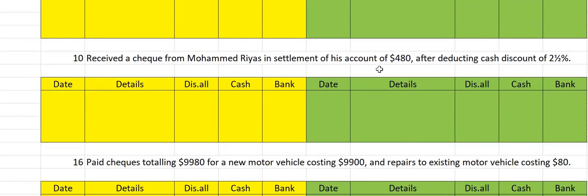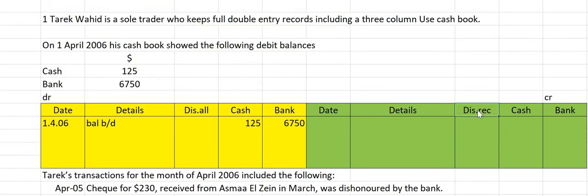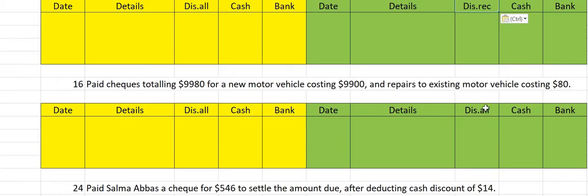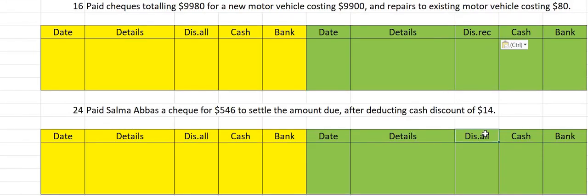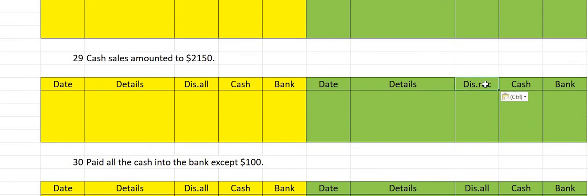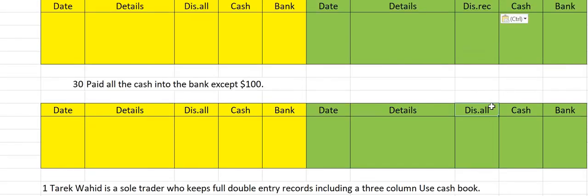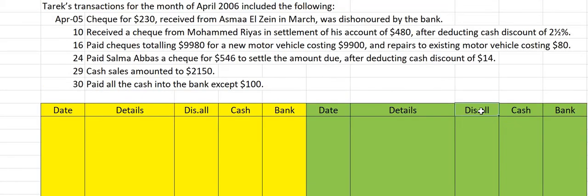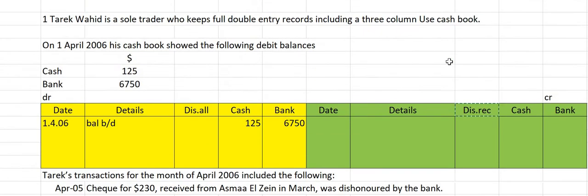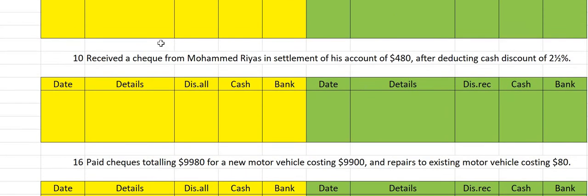Now on the 10th, I need to change this discount received column, which I had forgotten to. Let me finish those. The credit side represents discount received. We are done with the changes. Right. Now let's move into the 10th.